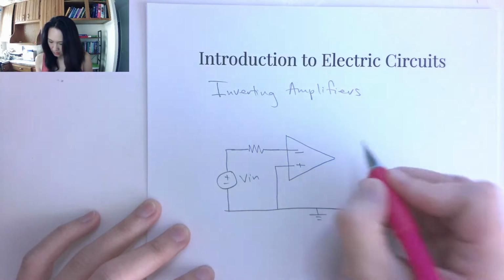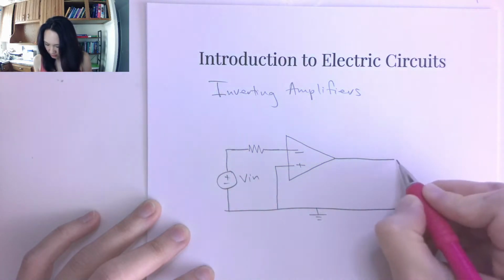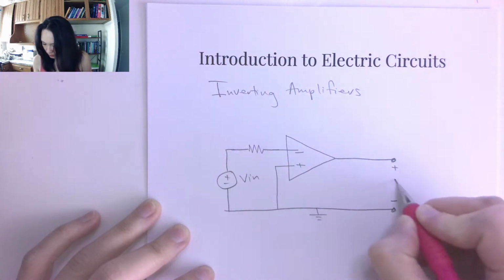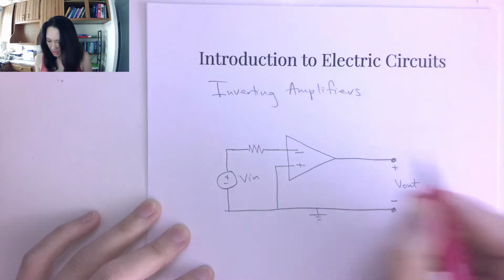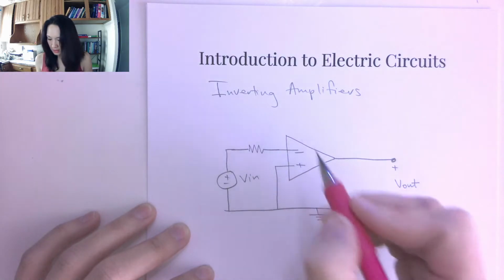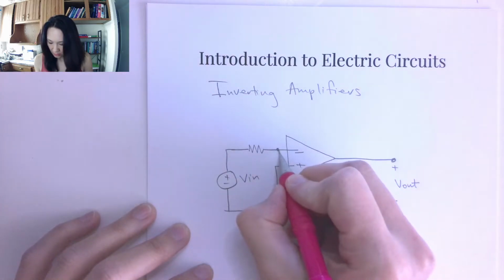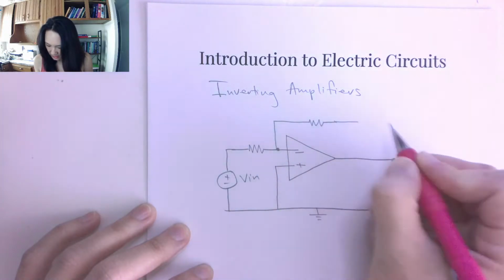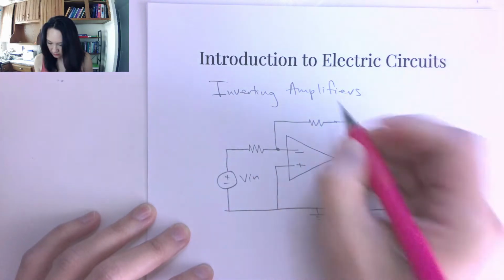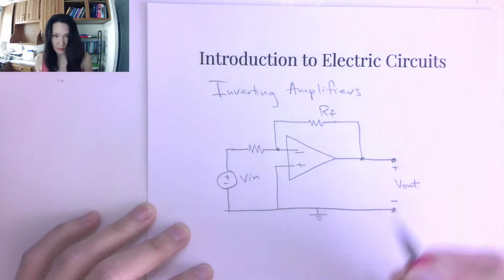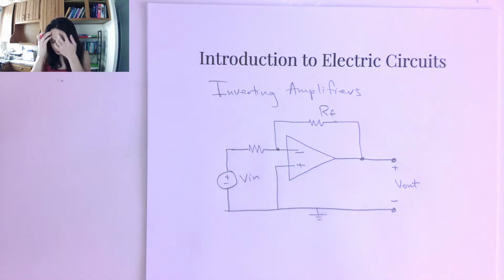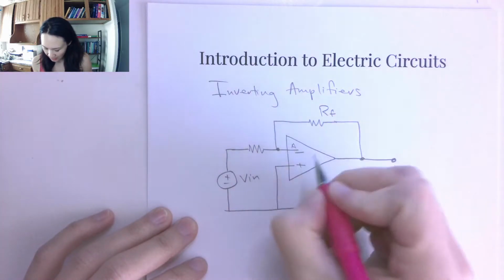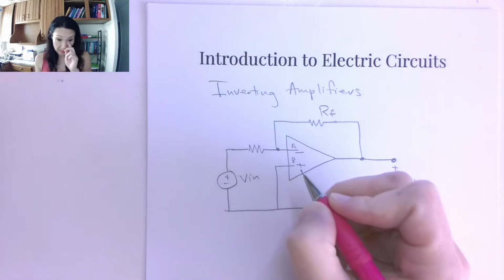Okay, so our output is going to be over here. We're going to have some terminals here across which we will measure our V out. And then remember that like 99% of op-amp circuits are going to have a negative feedback loop. So we're going to have a negative feedback loop here. The resistor that's in the feedback loop is called the feedback resistor, so I'll label it R sub F. Okay, great. So then suppose I call this my input A and my input B.